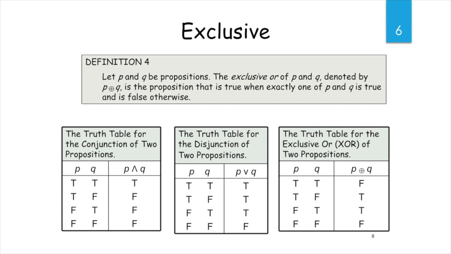In logical design in the computer, XOR is true when there is exactly one true in P and Q. So you see that XOR of true and true is false, because I need one value to be true, not both of them.